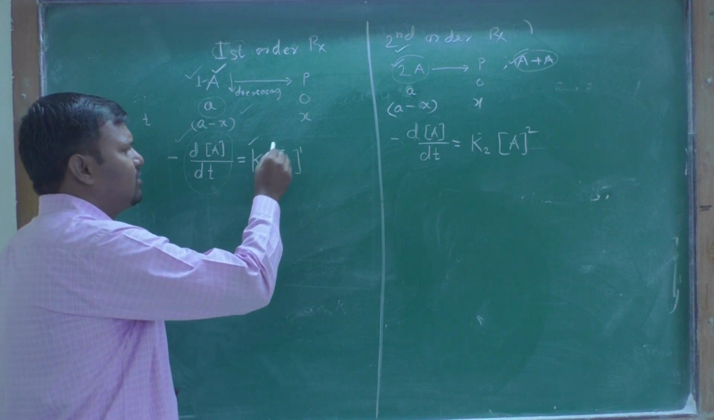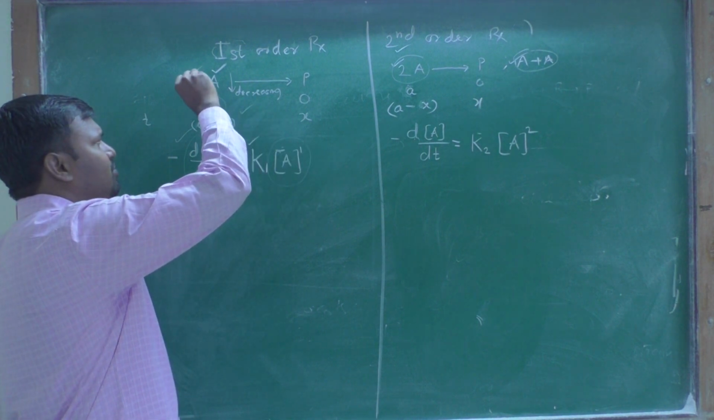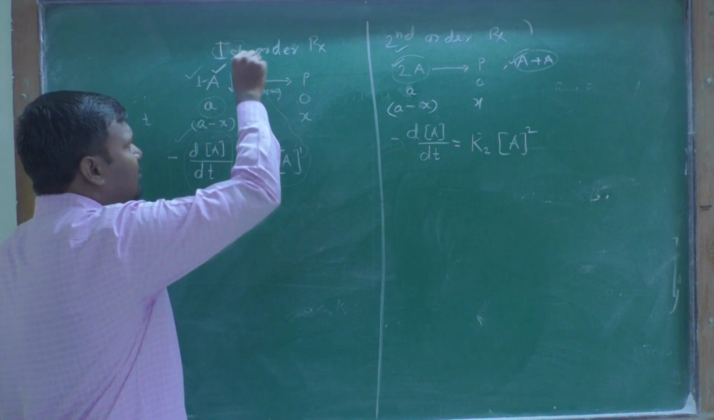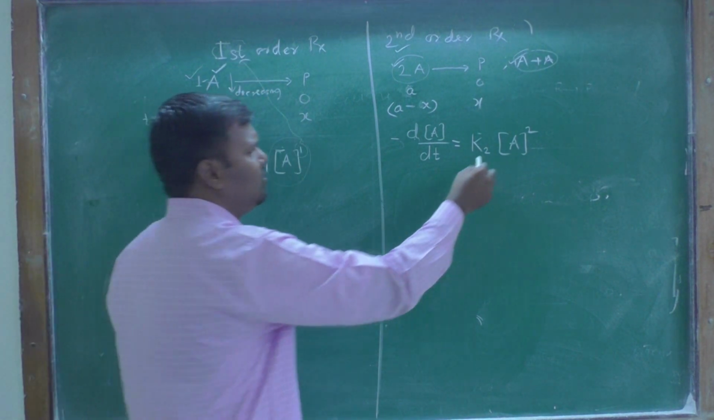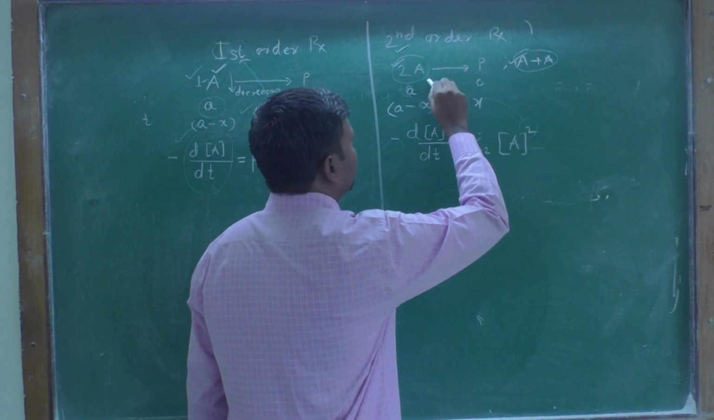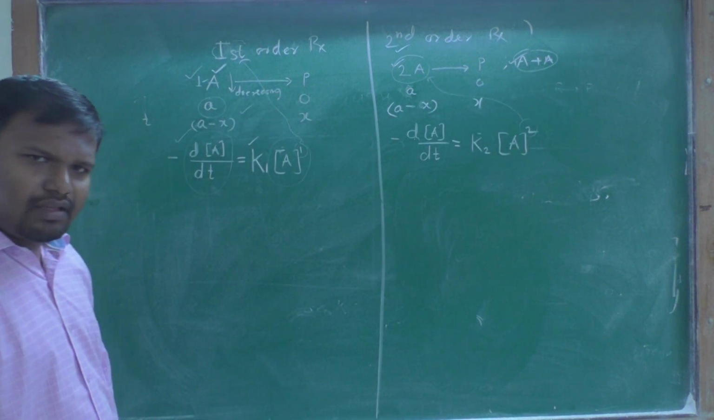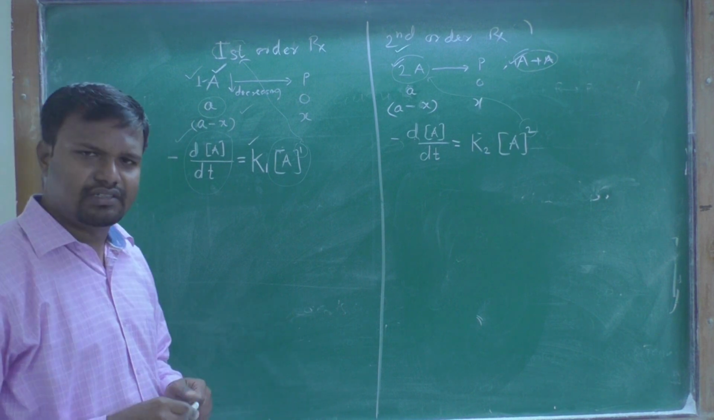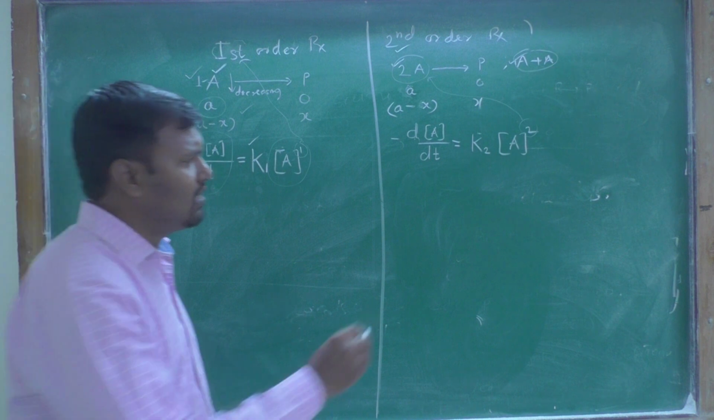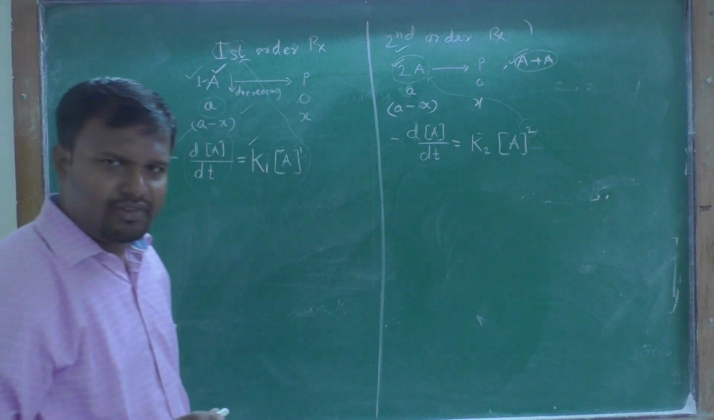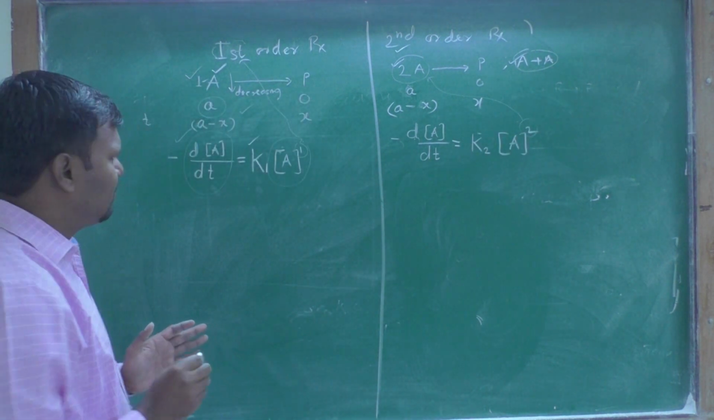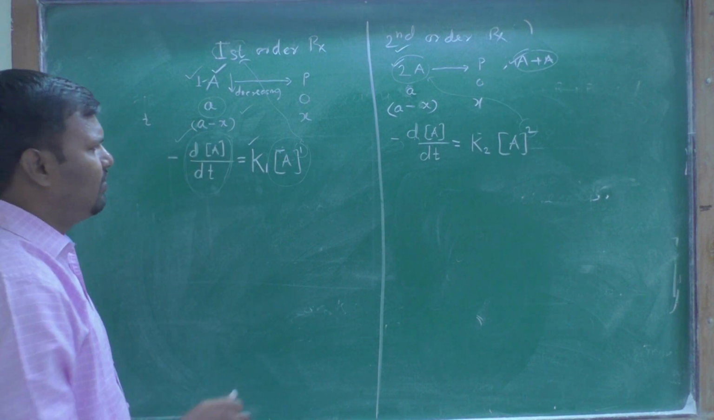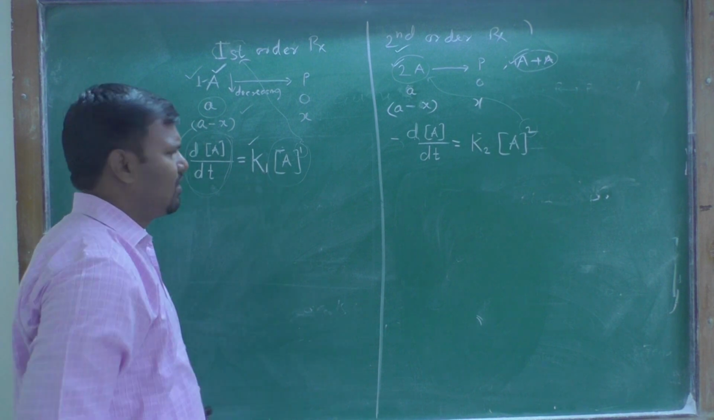Why do we use this? We are considering the simple reaction A, and this is a first order reaction. Therefore we wrote it like that. If it is a third order reaction, you have to replace it with 3. Like that. First, what we did was compare the rate of decrease of reactant with the rate law.